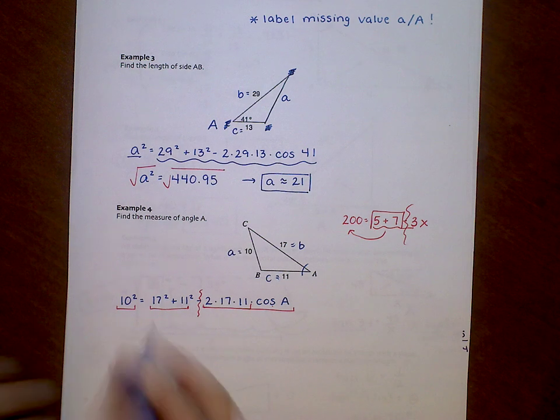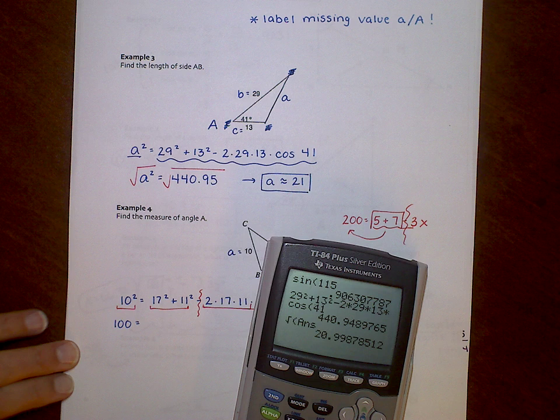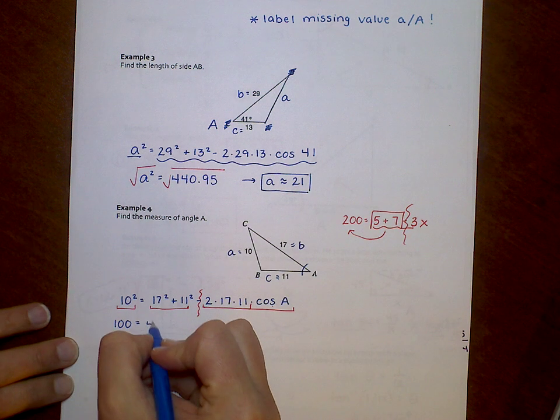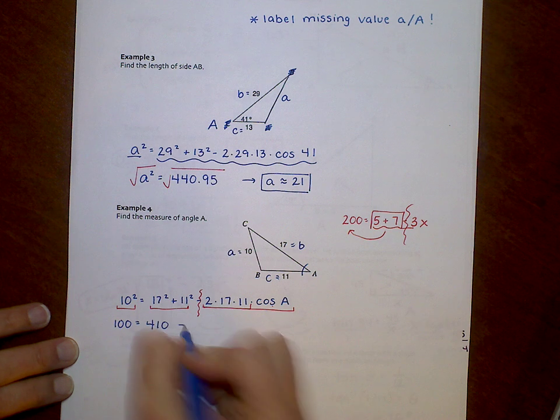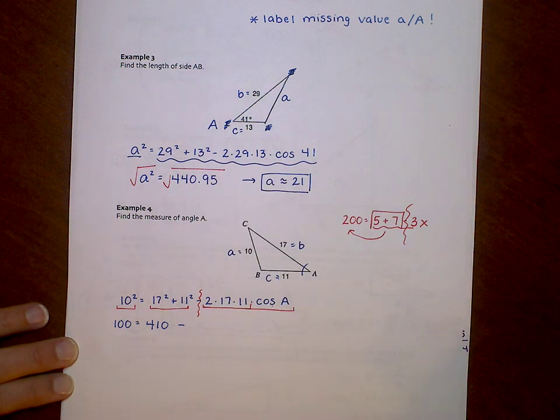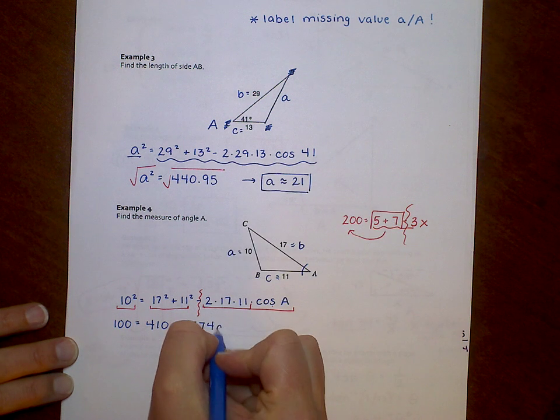So let's see, 10 squared I know is 100. 17 squared plus 11 squared is 410, minus 2 times 17 times 11, 374, cosine A.